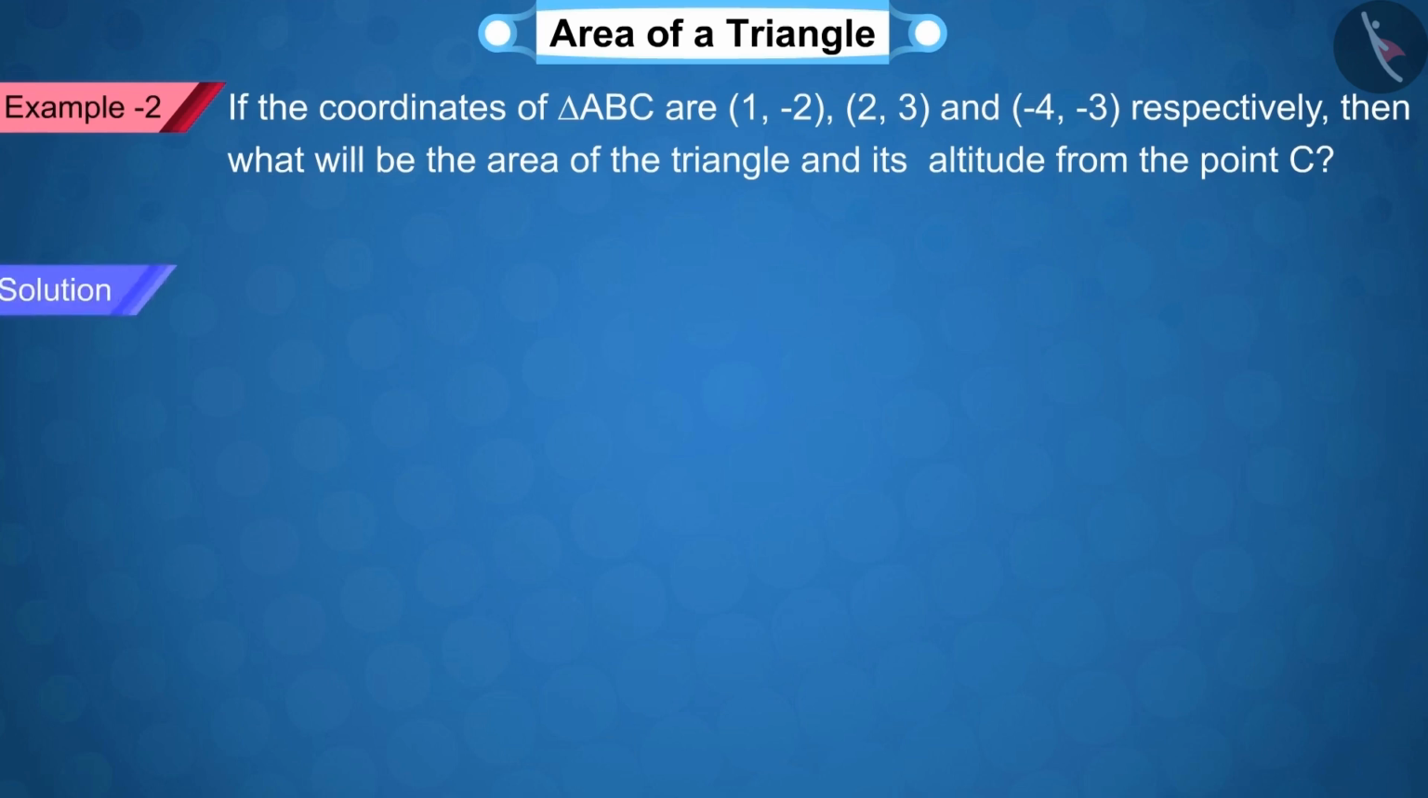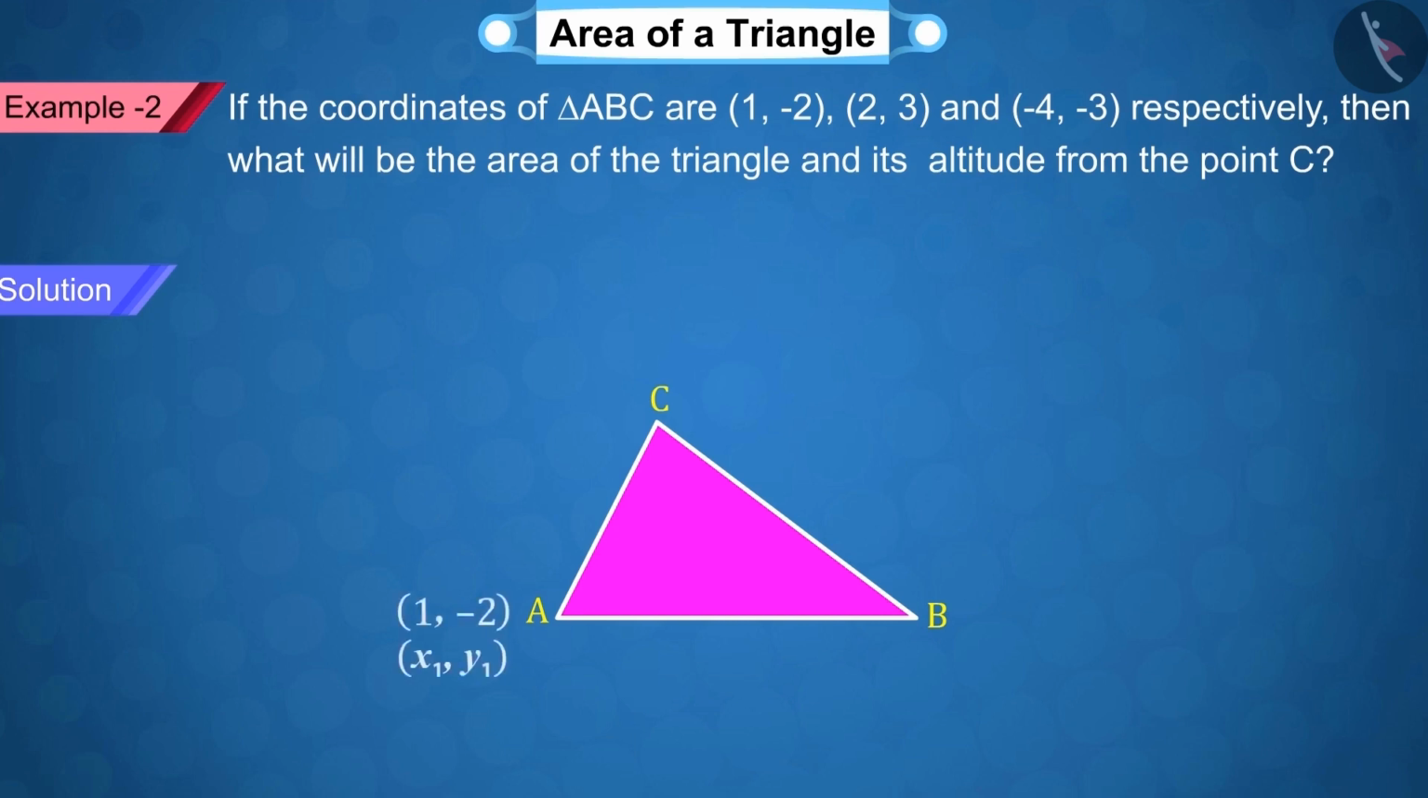Let's discuss this. To start with, let's draw triangle ABC, which looks like this, where we assume the coordinates of the point A of the triangle as x1 equals 1, y1 equals -2, the coordinates of the point B as x2 equals 2, y2 equals 3, and the coordinates of the point C as x3 equals -4, y3 equals -3. With the help of these values, can you find the area of the triangle?